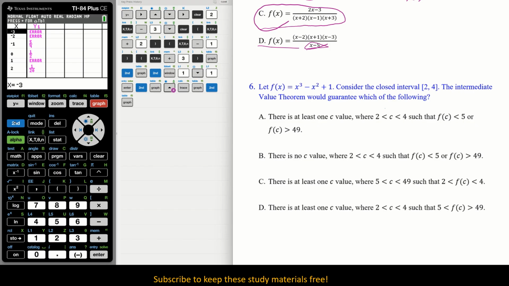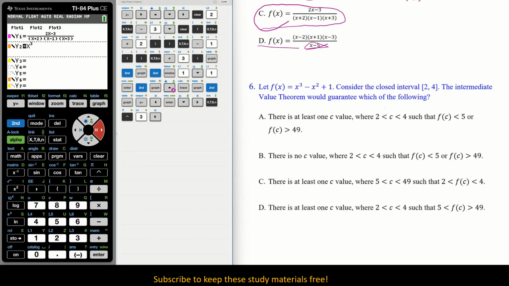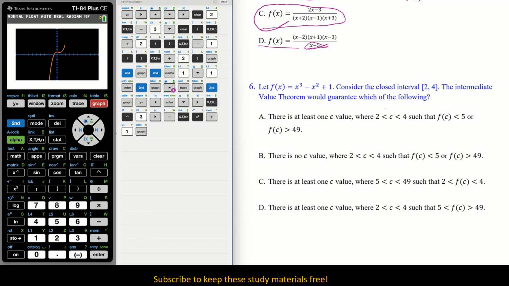All right, so let's go back to our y equals. And I'm going to arrow over and just turn that fraction off. Then come over here, and I have x caret up to the third, so caret 3, and then minus x squared, and then plus 1. And double check, and that's correct. Let's graph this.